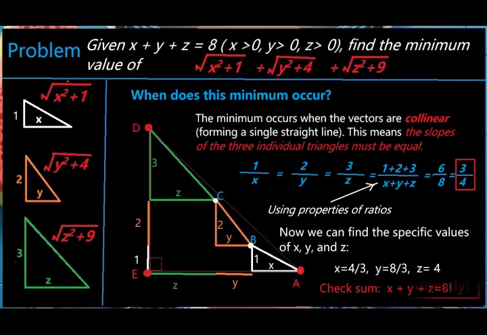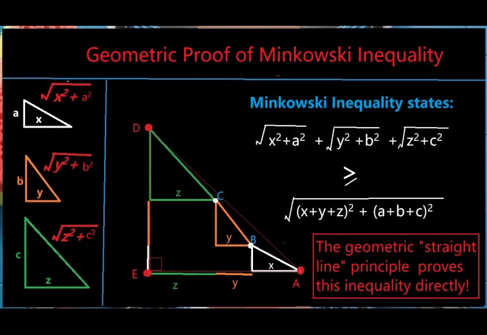That is correct. As you can see, finding the minimum value in these problems is actually a direct application of the Minkowski inequality, as shown on the screen. However, it's important to note that the geometric straight line principle we used provides an intuitive, visual proof of this inequality. In other words, the geometry doesn't just illustrate the result, it proves Minkowski's inequality in a simple and elegant way.